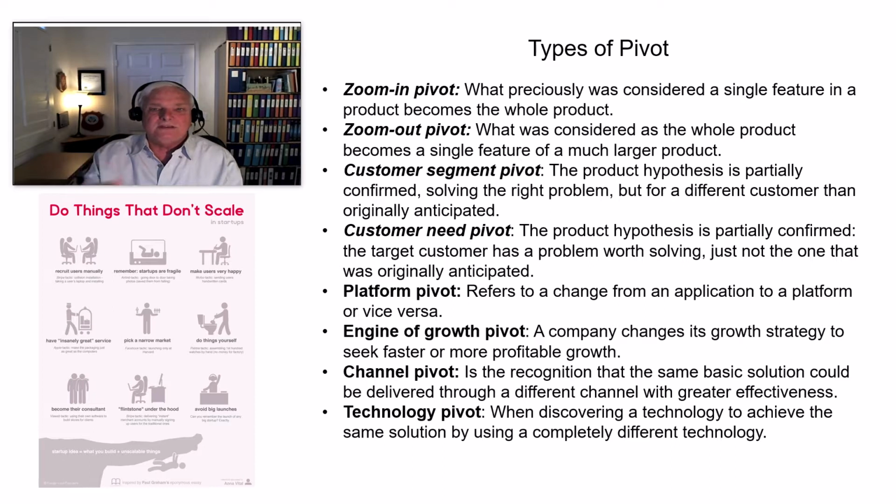Each one of these is a type of pivot that you need to be thinking about from a perspective of your startup, because you will need at some point to do some different types of pivots to make that adjustment, to fine-tune things, to make it lean. To create a lean startup is going to require you to do that.